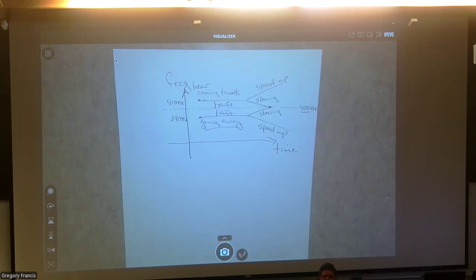So would you say that at that moment it's going by you at 400 hertz, or is it instantaneous? Yeah, let's not worry about whether that takes a tenth of a second or a hundredth of a second. That's not going to be on the exam.